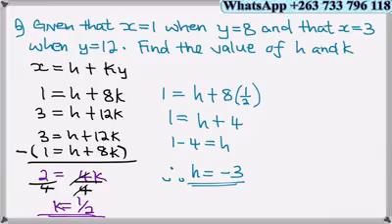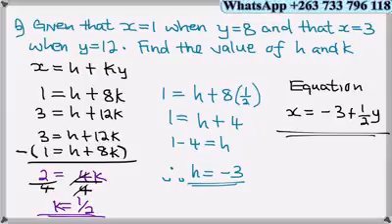The relationship now is x is equal to minus 3 plus half y. So you can see that this was k, this was h. We just replaced them with values. So you don't leave your equation with constants unless you are taught to do so. So this will be the relationship.